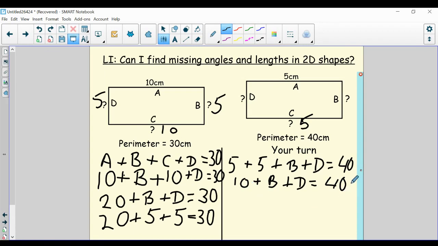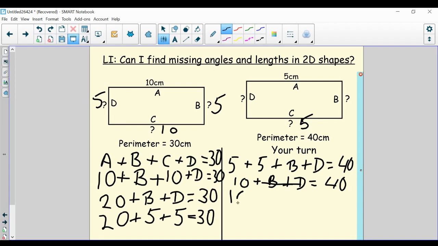I know that in total it needs to make 40. So I need to think about what's the difference between what I know at the moment, which is 10, and what I want the total to be at the end. So the difference between 10 and 40 is 30. So these two sides, B and D, need to add up to 30 to go with my 10. So they need to be the same, they need to be equal. So half of 30, if I divide equally, is 15.